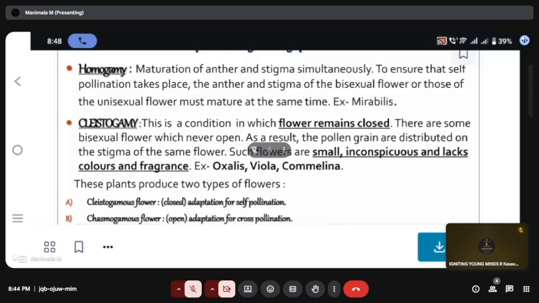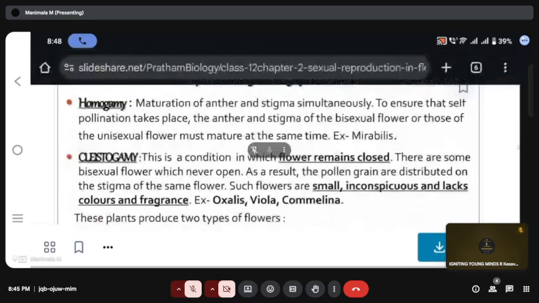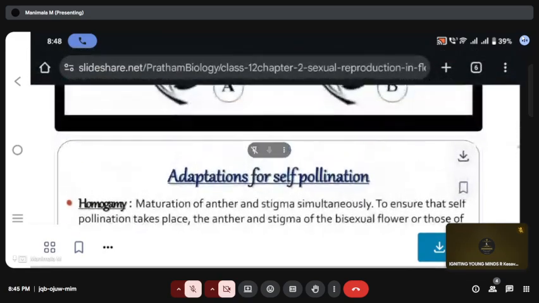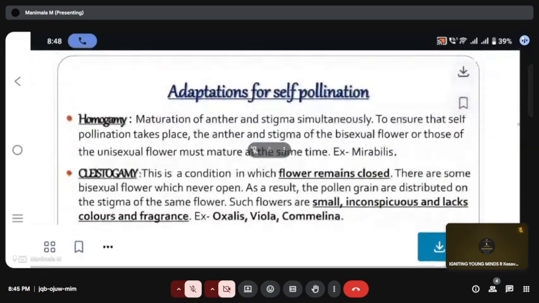Cross pollination is the transfer of pollen grains from the anther to the stigma of a different flower, or a different plant of the same species, right? So during xenogamy or cross pollination, you are able to produce genetically different plants. So this is about self pollination and cross pollination.